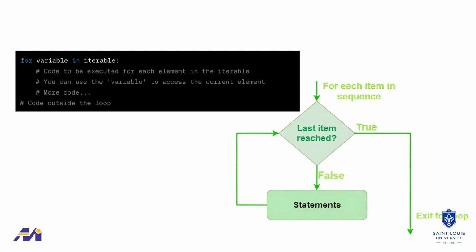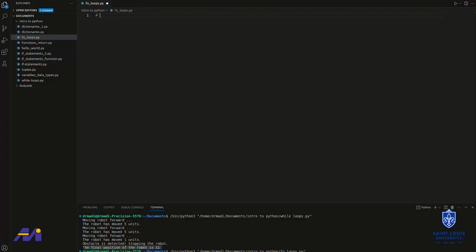The code block under the for loop is indented and executed repeatedly for each element in the iterable. The loop continues until all elements in the iterable have been processed. It's important to note that you can combine for loops with conditional statements such as if-else and other control flow statements to create more complex logic within the loop. Let's see some simple examples to get the idea.